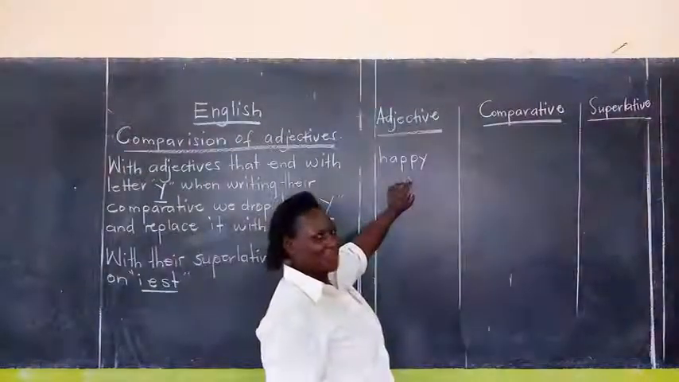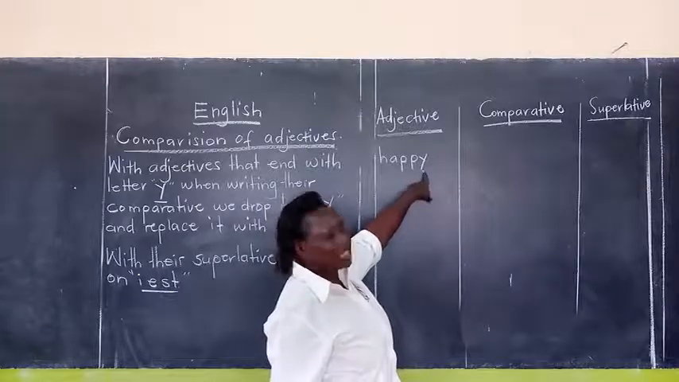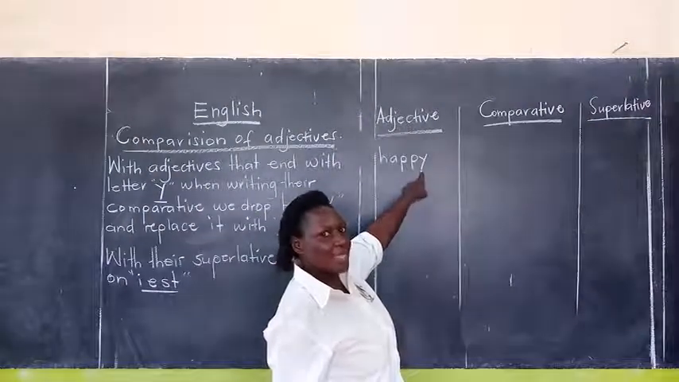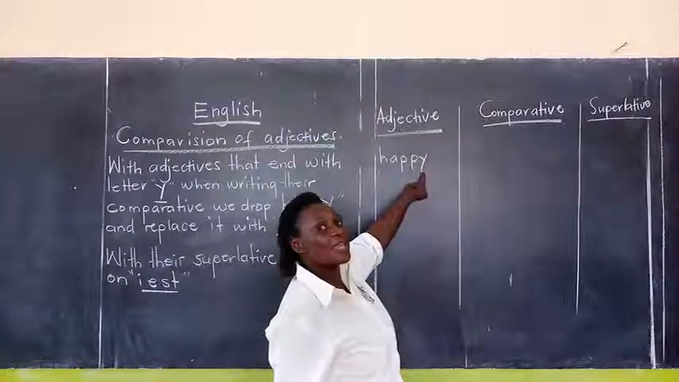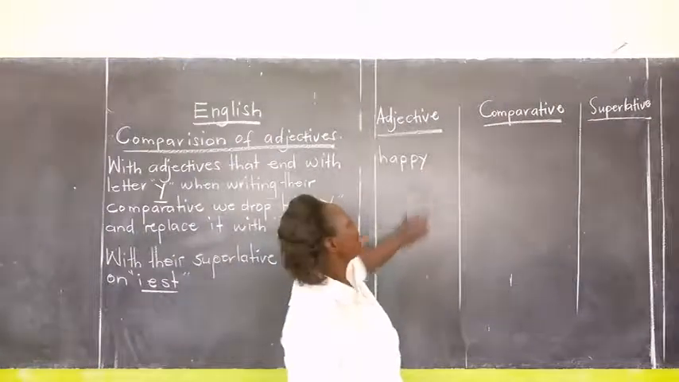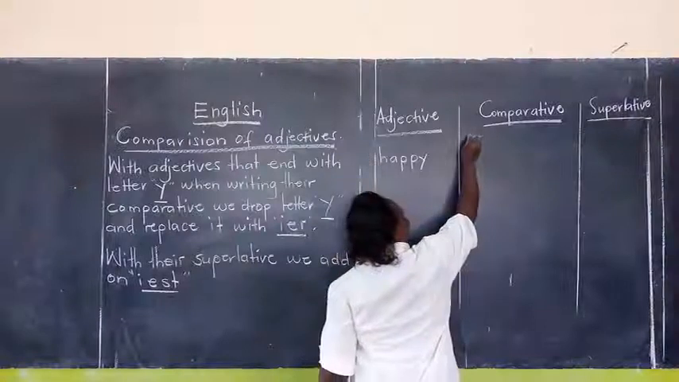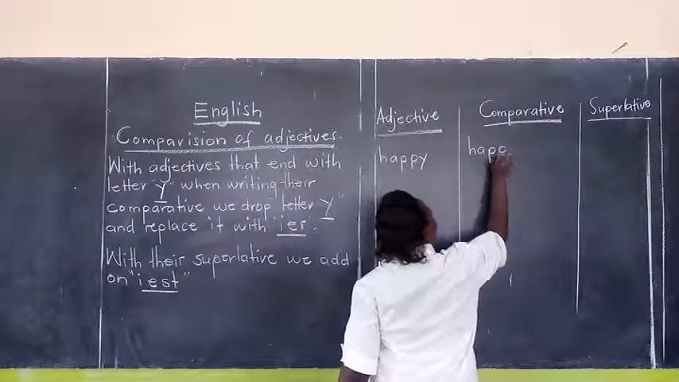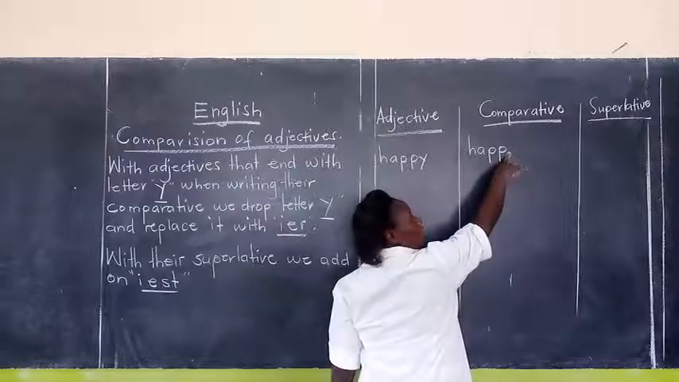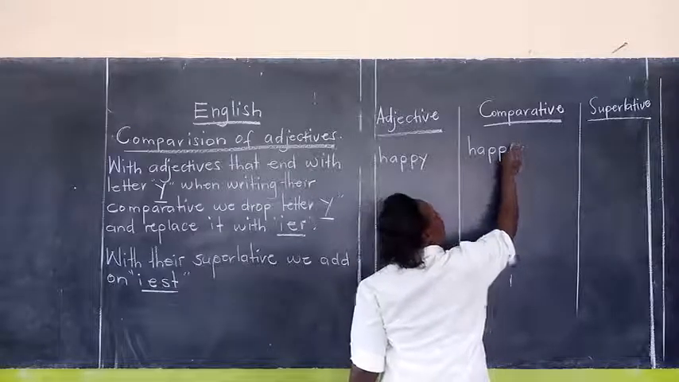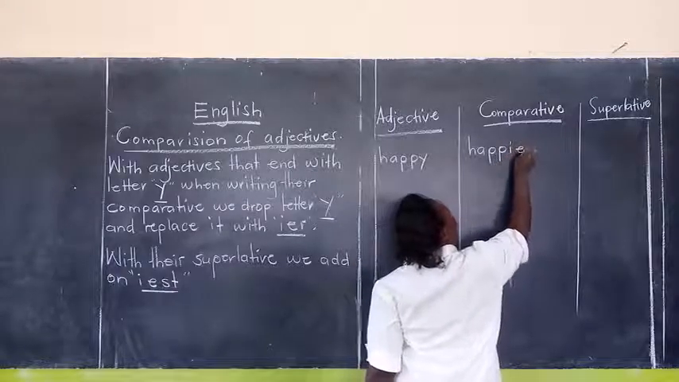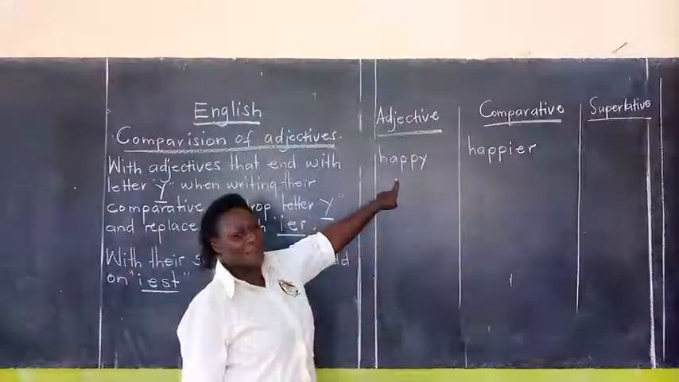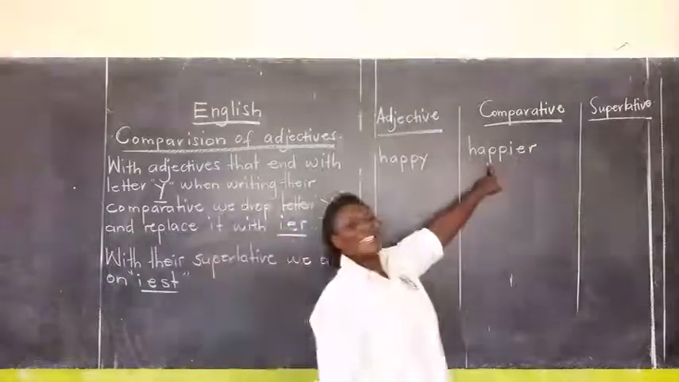Now what are we going to do? This is what I have just explained: we drop this last letter, Y, and replace it with I-E-R. For example, you are going to write happier. You don't bring back your letter Y. Instead, you replace it with I-E-R. Betty is happy, but Annette is happier.